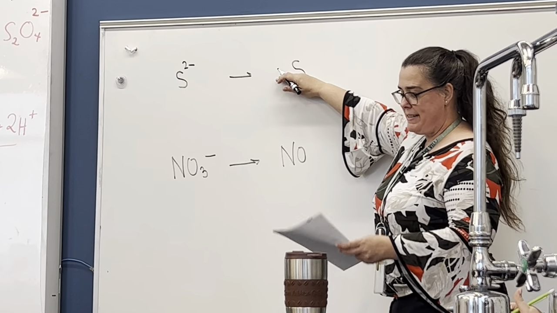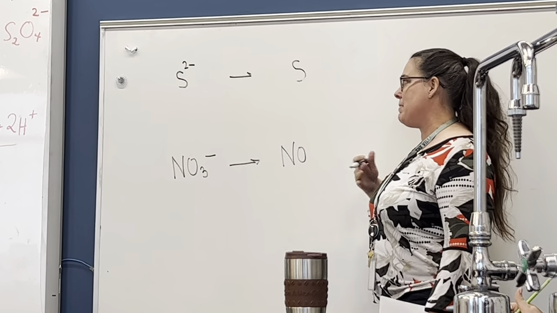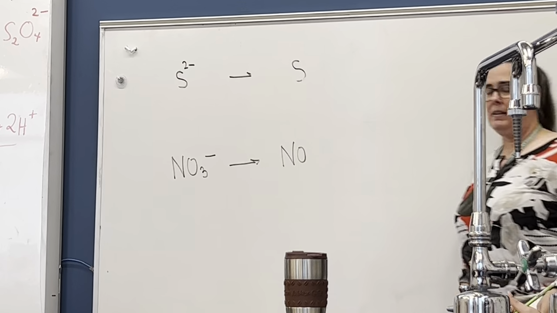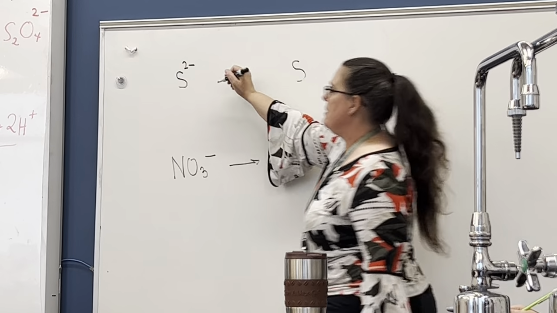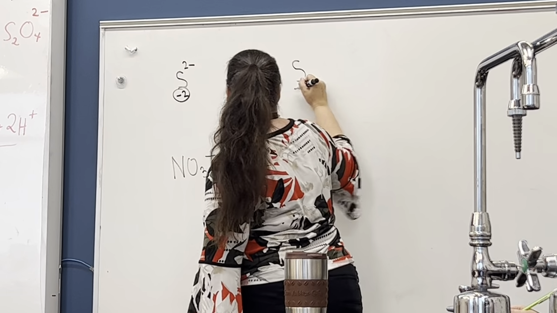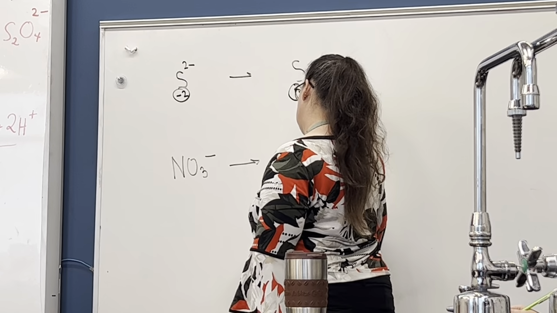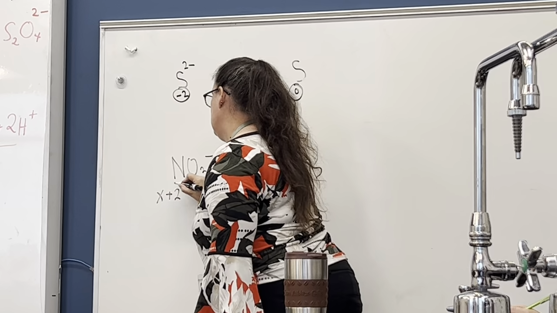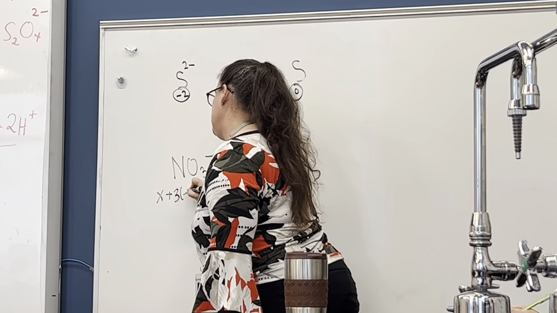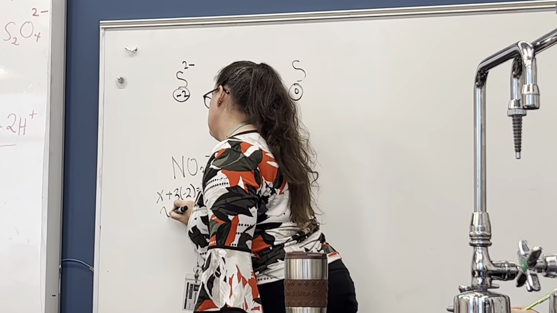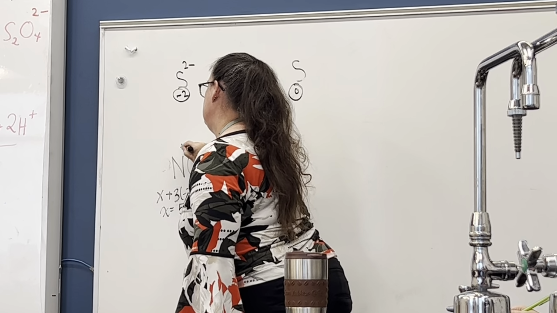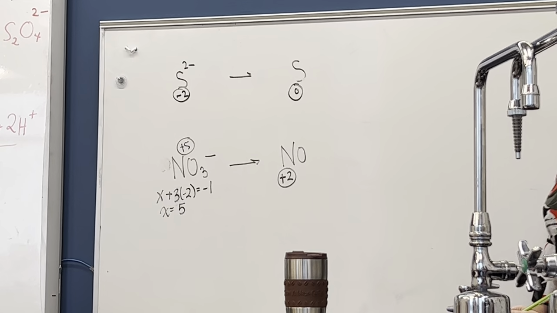So step 1, break it into half reactions. Step 2, balance everything but the O's and H's. S, N, done. Step 3, assign oxidation numbers. Any complaints? Step 4, add the electrons.